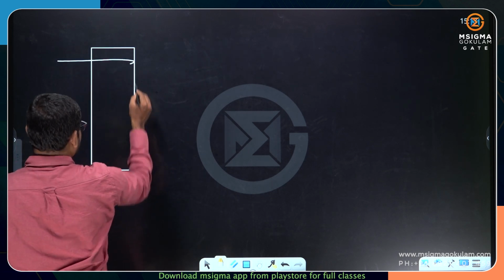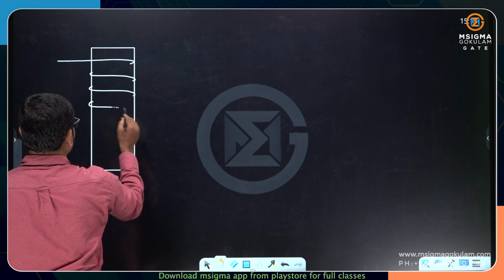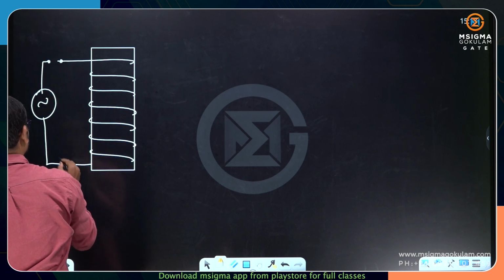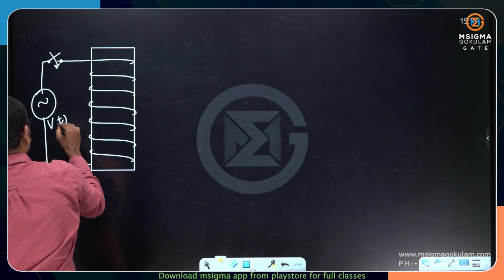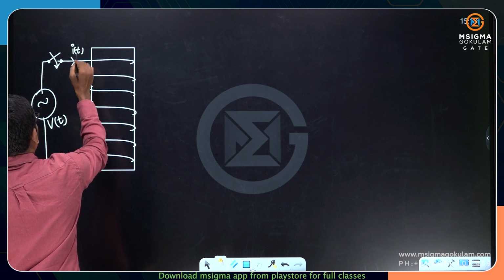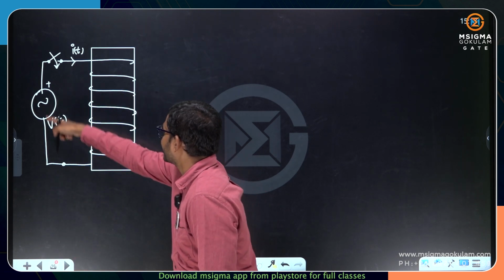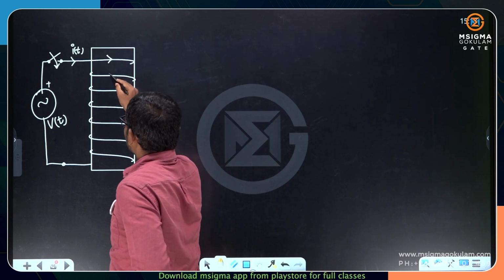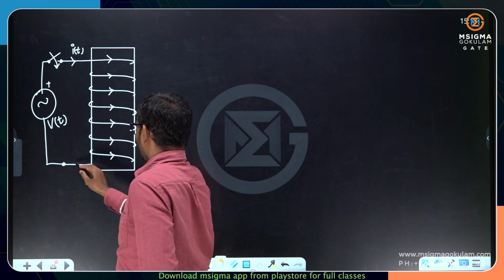Here is a magnetic path, a rectangular magnetic path. On this rectangular magnetic path, I am placing some turns, and I am giving an alternating voltage source. For the time being, I am taking positive polarity here. So the alternating voltage source is going to drive a current like this. You can find the direction of flux lines by applying the right hand thumb rule. Let me explain the right hand thumb rule.